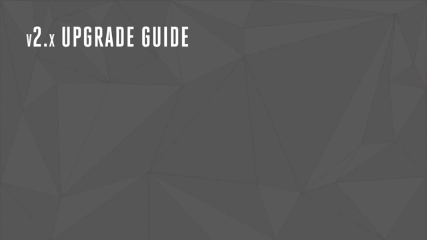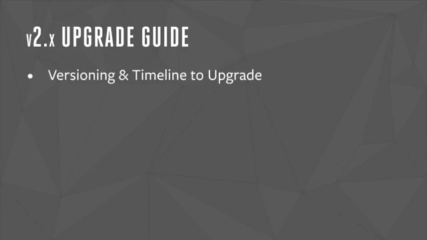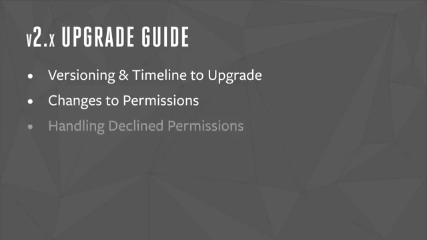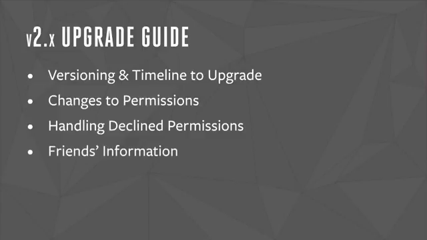In this video, we're going to cover step by step how to upgrade your apps to the new version of Facebook Login and the latest version of the Graph API. We'll cover versioning and the timeline to upgrade, changes to the permissions you can request from people, how to handle when people decline permissions in the new login dialog, changes to how apps access friends information, and the transition to app-scoped user IDs.